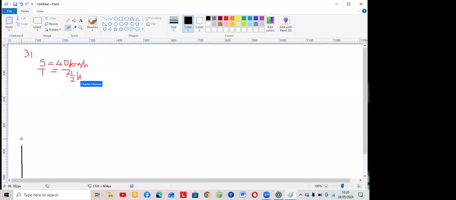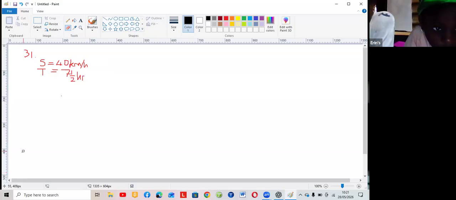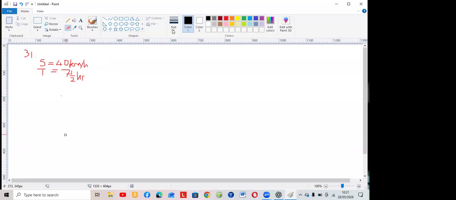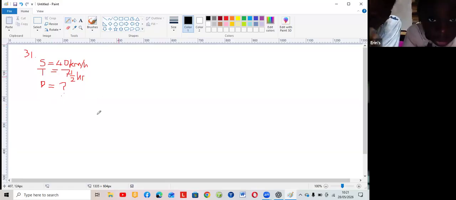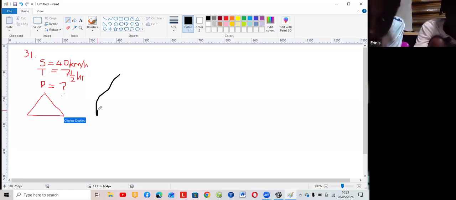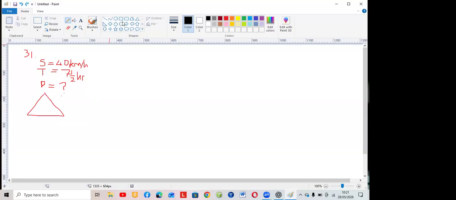Can you see how easy it is to figure out everything when you know what you need? So if distance is what they're asking us for, what's the formula for distance? Can you remember our triangle? Who can remember? Yes, I remember the triangle.